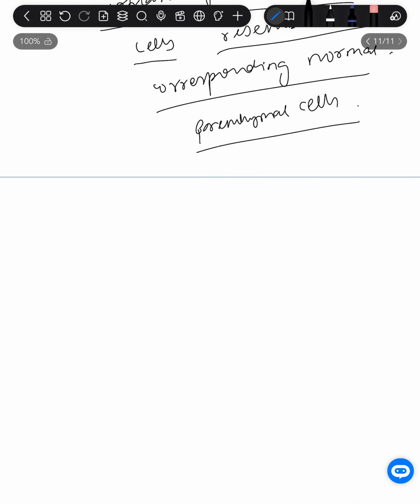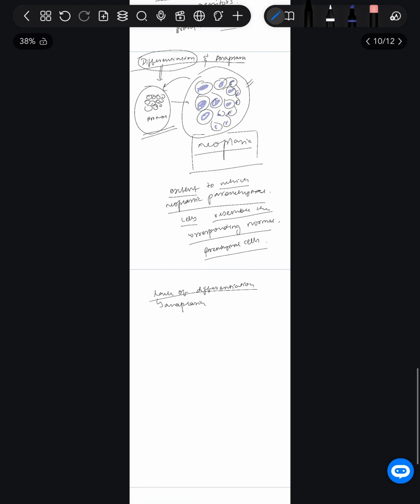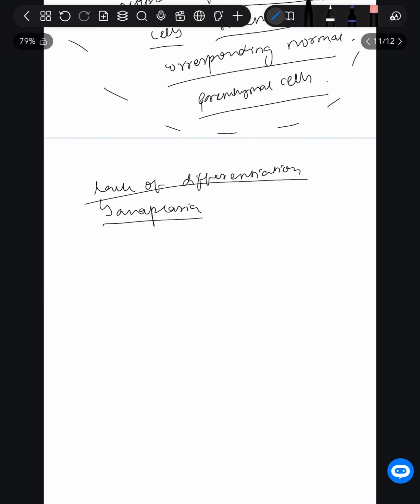Next, what we have is this. The next thing, our mystery man, our hero. Our hero is anaplasia. What is anaplasia? Anaplasia is actually lack of differentiation. Lack of differentiation is anaplasia. Understood? So differentiation is this. Read it on your own. And anaplasia is this, lack of differentiation.